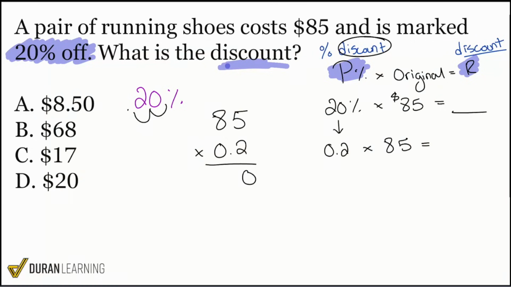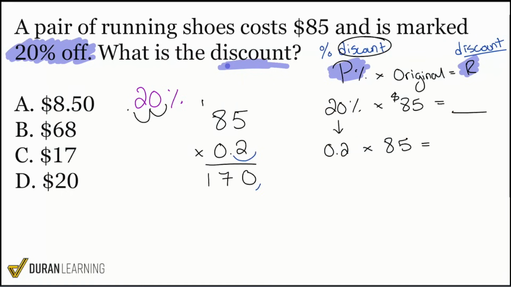5 times 2, that'll give me 10, and I'll carry the 1. And then we have 8 times 2, which is 16. Carry that 1, and that'll be 17. And so it looks like 170, but it's not. Everyone, based on this display here, not 0.20, but 0.2, how many decimal places are we bringing back? Based on what you see on my screen. Yeah, 1. 1 decimal place.